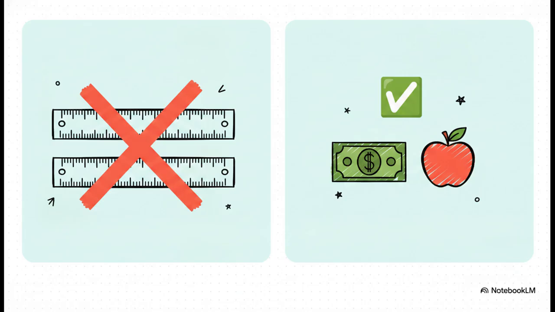Rates are actually incredibly useful ratios, specifically because they compare different units. Dollars per pound, miles per hour, cost per notebook, you get the idea. So whatever you do, do not let different units scare you off.